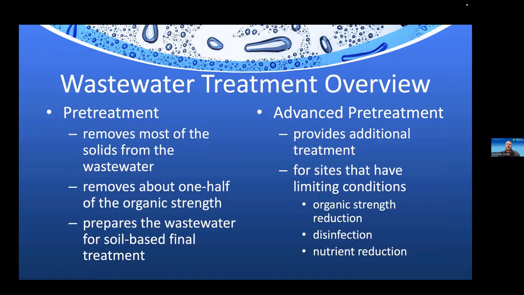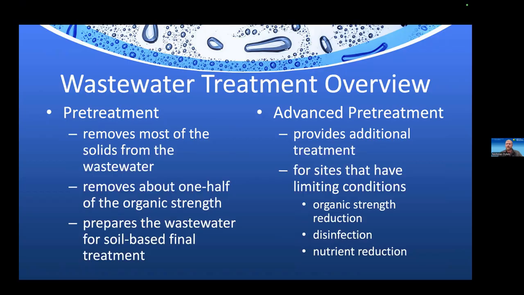So when we look at the wastewater treatment overview, we can split it into about two things: pre-treatment and then advanced pre-treatment. With pre-treatment, we're removing most of the solids from the wastewater. During pre-treatment, it removes about 1/2 of the organic strength, and it prepares the wastewater for soil-based final treatment, which we'll get into a little bit later.